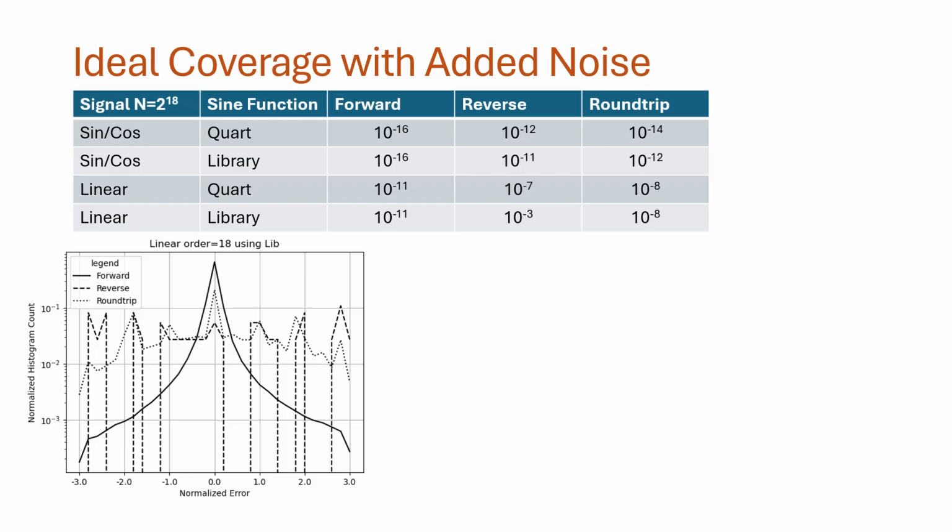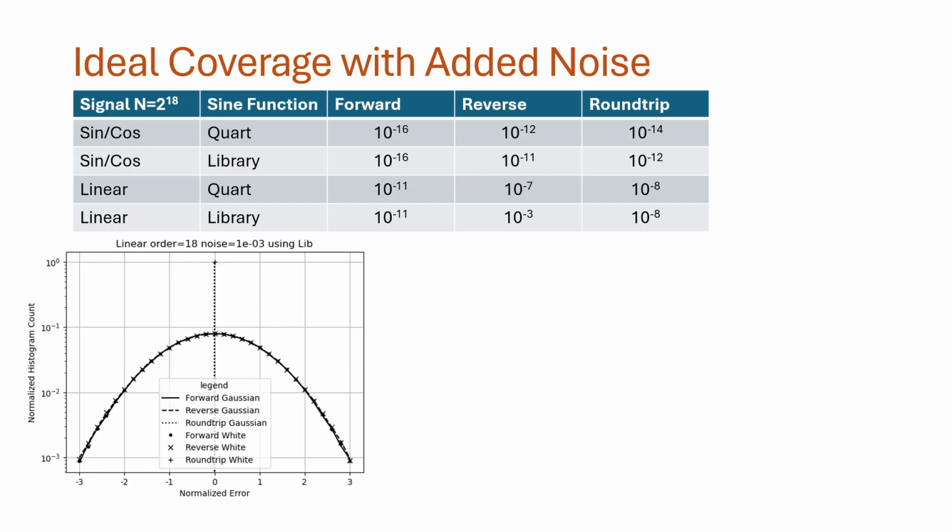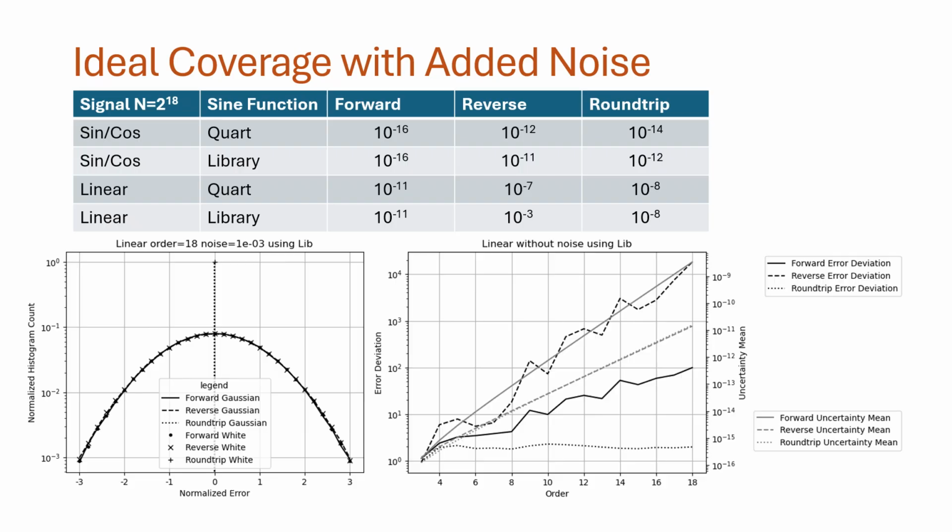As we know, for the reverse, the error doesn't seem to be bounded. When we add noise of 10 to the minus 3, we can see both forward and reverse transformation become Gaussian-like, regardless of what kind of noise you add, whether white noise or Gaussian noise. And the round trip becomes a perfect delta, regardless of what kind of noise you add.